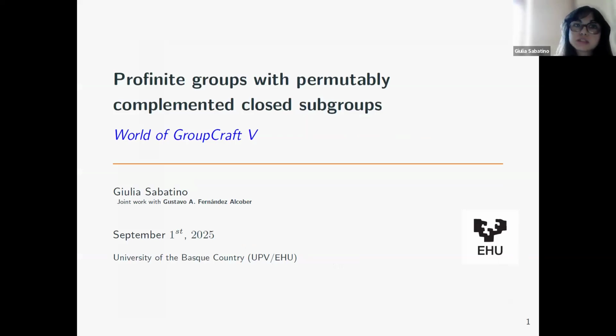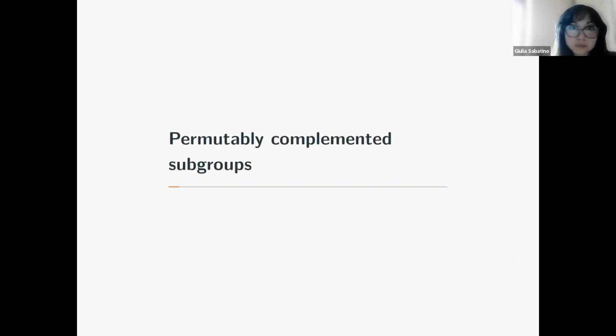Well, before introducing what a permutably complemented subgroup is, I want to tell you that the main goal of this talk is to describe the structure of groups in this class of profinite groups. And later, I will give a necessary and sufficient condition for these groups to have all subgroups permutably complemented, that is to say, to make the property of being permutably complemented pass from closed subgroups of a profinite group to all the other subgroups. So let's start from the beginning, from the main definition.